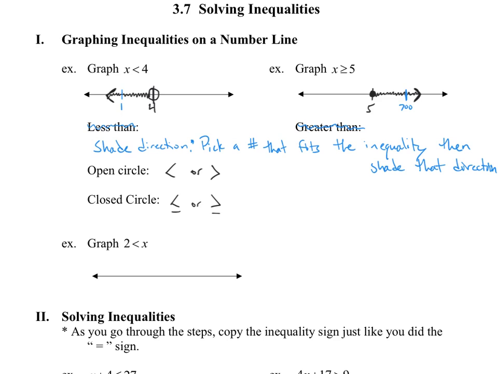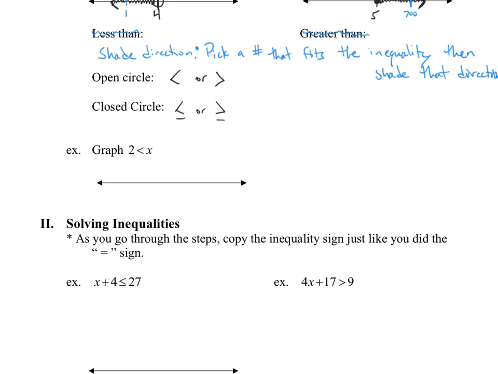Because not every one is set up the same. I know in those first two examples, the less than arrow actually points to the left, and in the second one, the arrow points to the right, and that's the direction we shaded. But what happens when we get this third example here? 2 is less than x. So we put a number 2 on here.